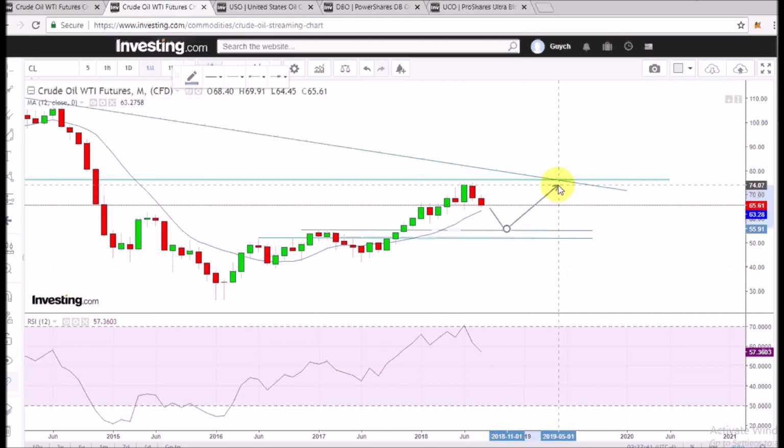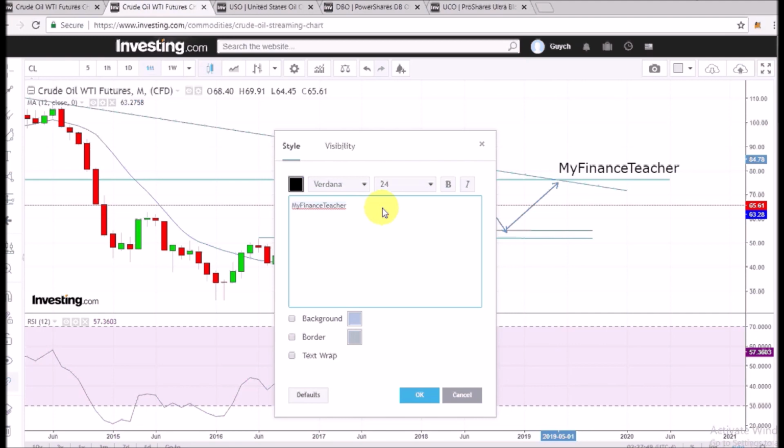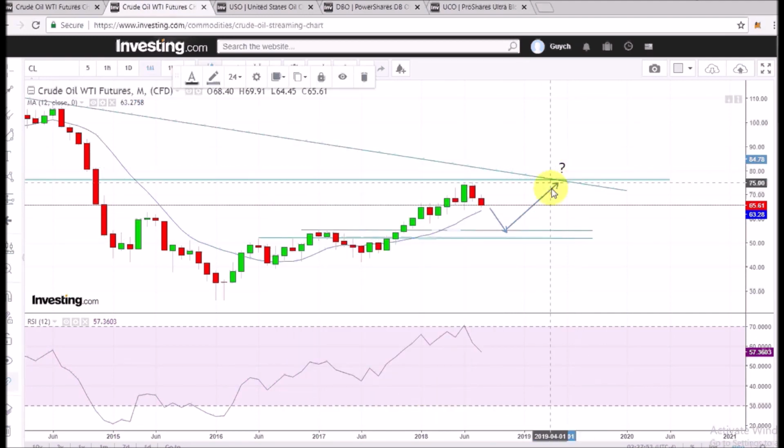I foresee an increase in price, and the big question is going to be, is the price going to break above those resistance zones close to $75? How do you guys think? Are we going to see $80 oil by say December? $80 oil for your Christmas present. How about that? Let me know in the comments below.